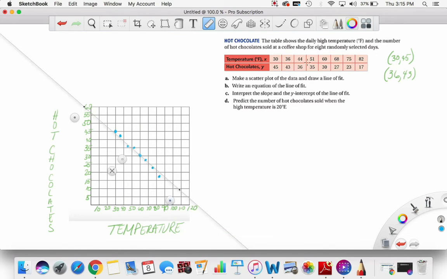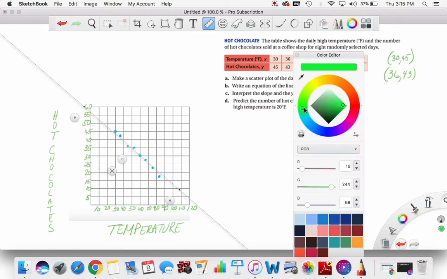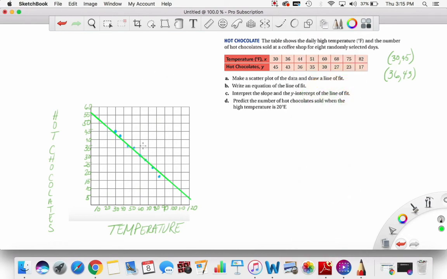I'm going to go with that one. Let's change the color of this. Let's make this green. So my line of fit is going to be like this. Now, it's just an estimate, so everyone is not going to get the same line of fit. You want to try to get some of these data points from the table on that line of fit. However, sometimes you may or may not have any on there.